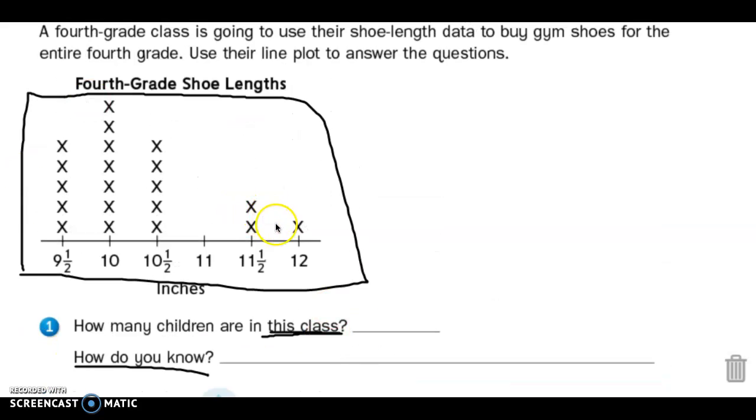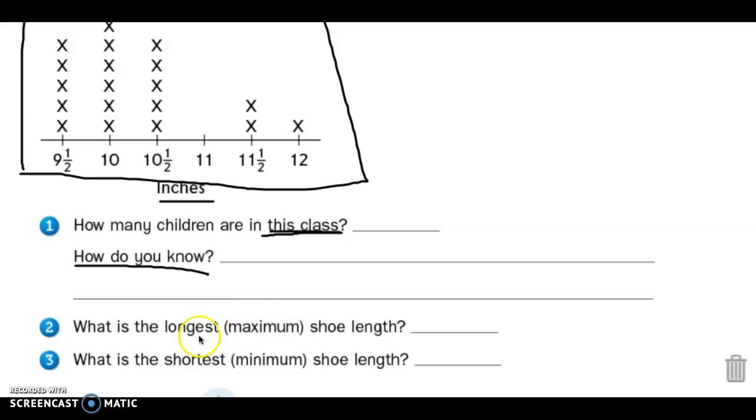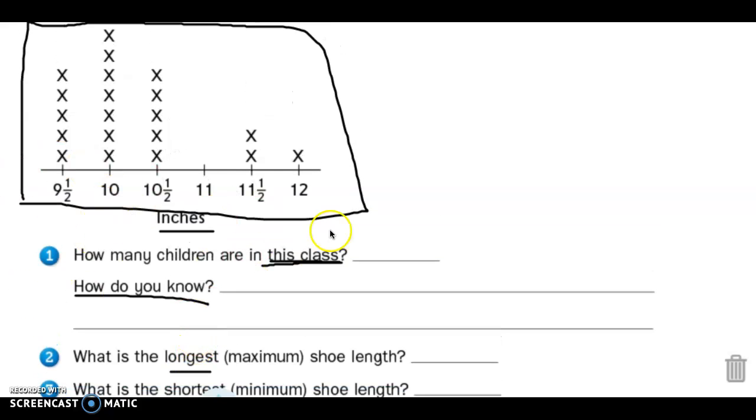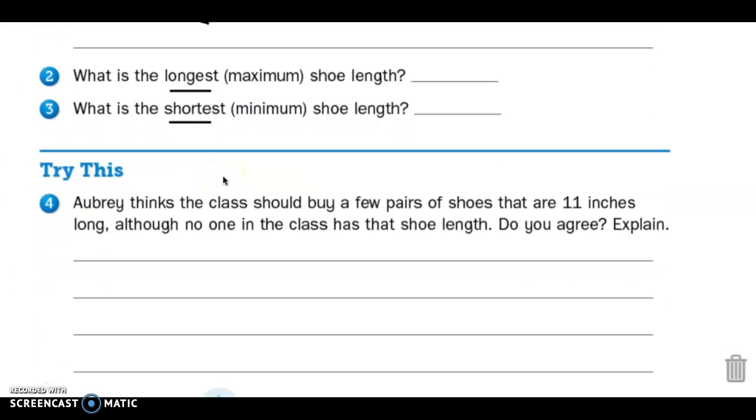Just like we did, I see it goes from 9.5 to 12. They were also going by half inches. So what's the longest and what's the shortest? Remember before we had the shortest and then the longest. Now they want longest then shortest. You figure that out. And then it says number 4.